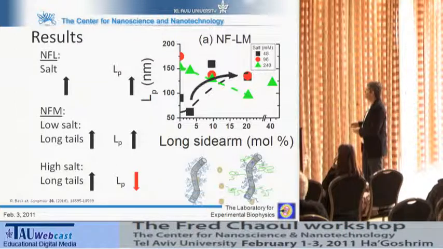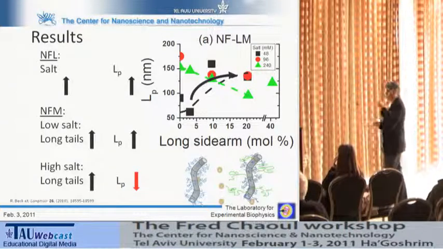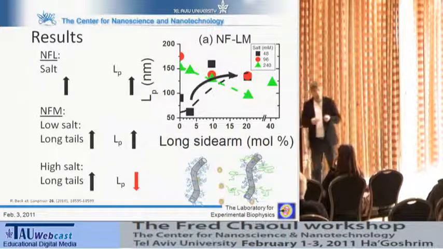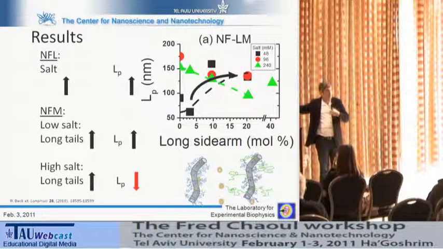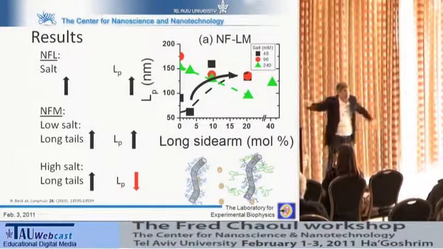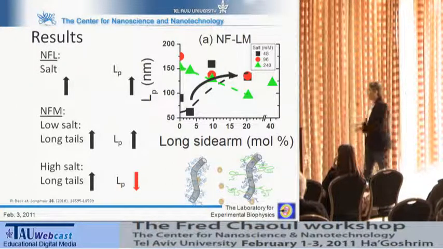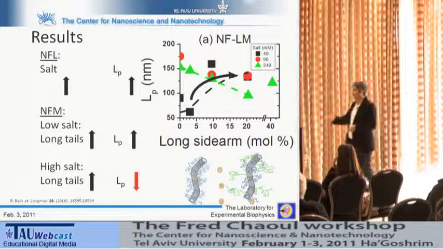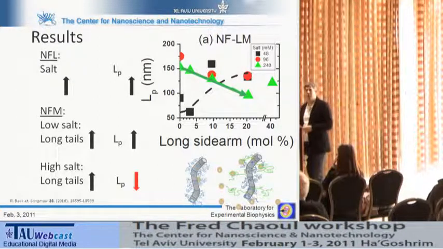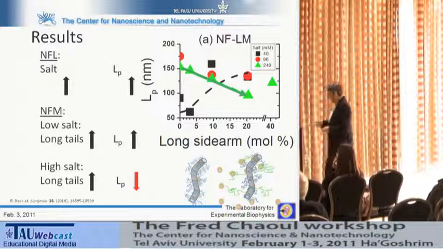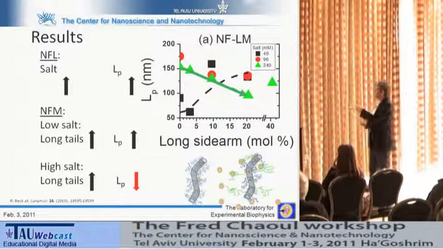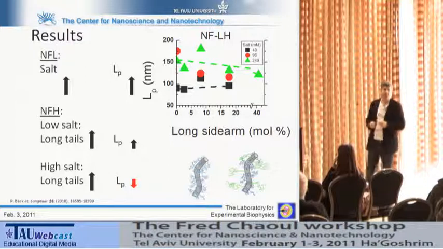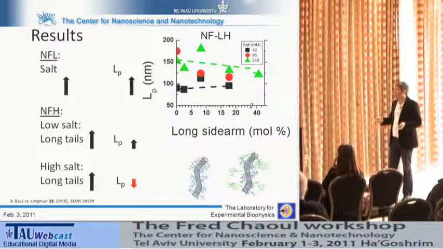If we go at a certain low salt, and we just add more of the longer tails, so now they need to repel each other, what happens is, no, it just goes the other way around. If you do it at high salt, it just goes as you expected. And if you do the same experiments, not with low and medium, but just low and high, you get a different picture altogether.